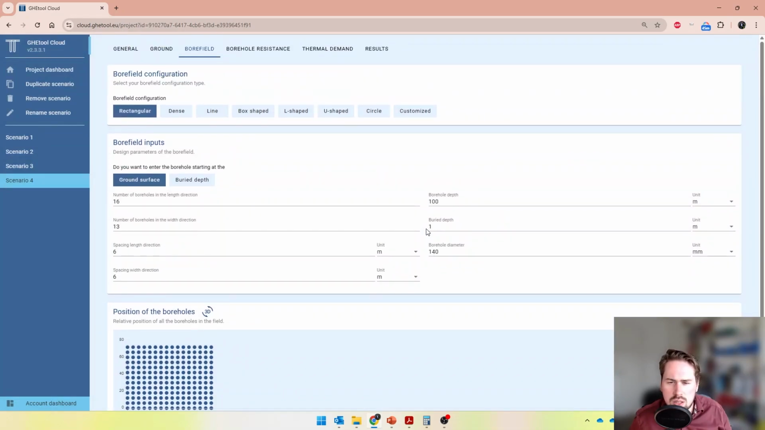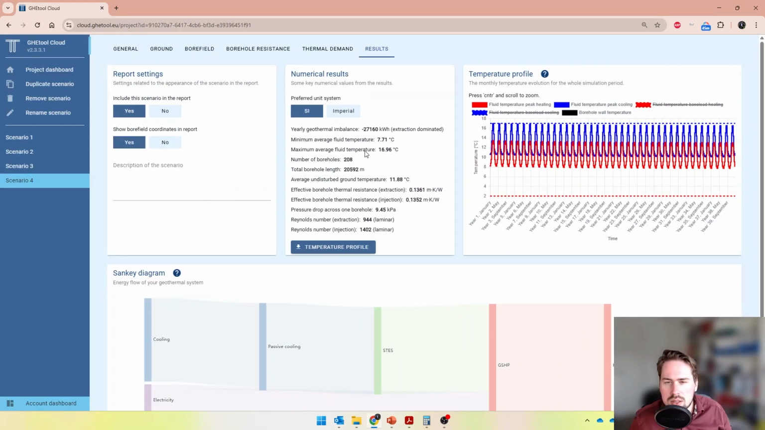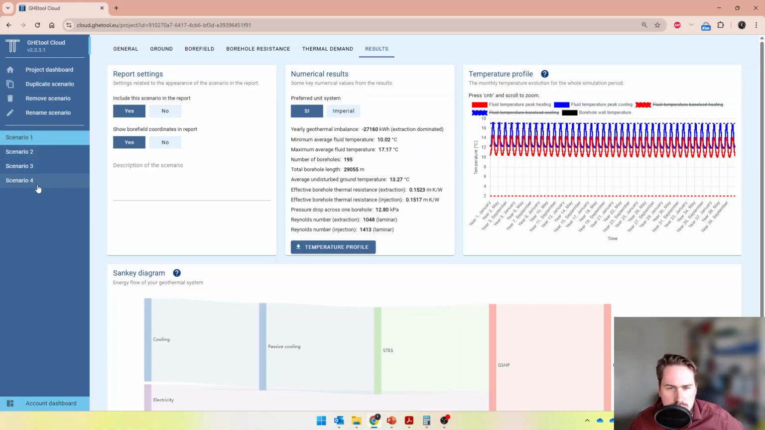Let's see where that brings us. So yeah, we're still under the 17, and now we're at 21,000 meters borehole length instead of the 22. So okay, what we now did is we basically drilled less deep, we increased the borefield size, and we saved quite a lot of borehole meters.